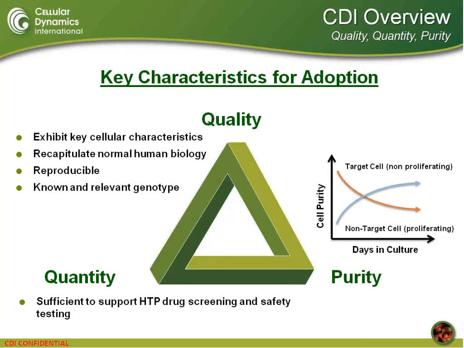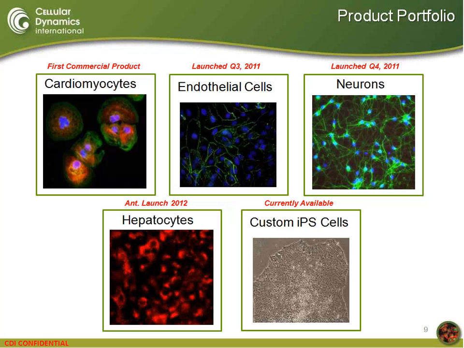And finally, quantity. Our manufacturing procedure has been developed to yield a sufficient number of units to support any high throughput screening process and safety testing. As an example, our current iCell cardiomyocytes manufacturing procedure is capable of yielding greater than 1 billion cells per day, and that is pure cardiomyocytes.